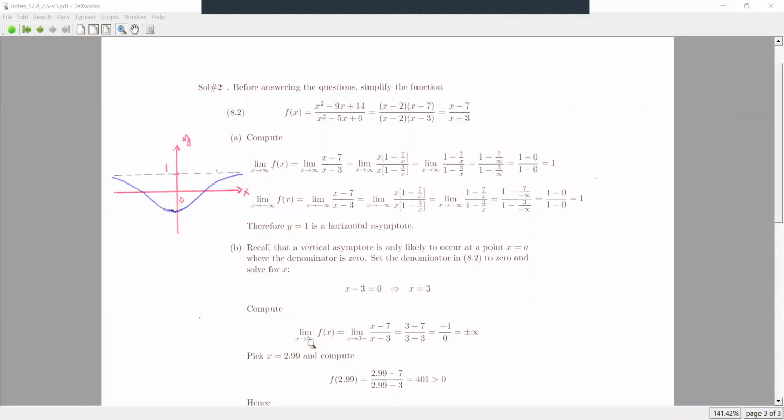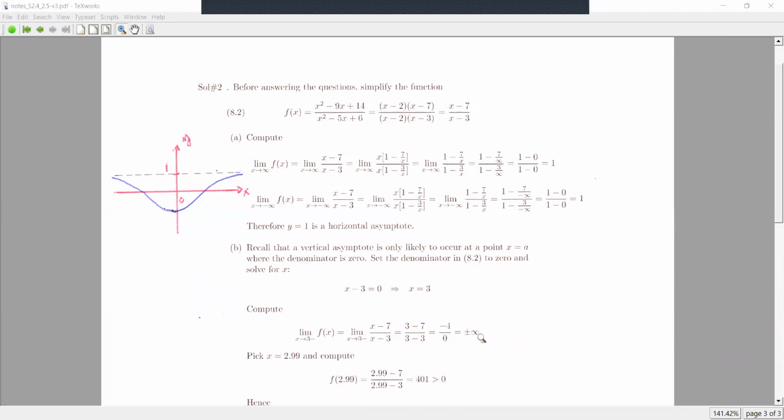Now, compute the left-hand side limit at point 3. By direct substitution, to find the limit, plug in number 3 in x, then the limit is this number. This number is negative 4 over 0. A non-zero number over 0 is infinity, either positive or negative.